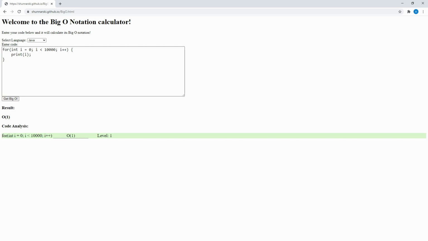Why is it going to be constant time? Because this number never changes. This is not a variable. It's going to be the same. It's going to take the same amount of time, no matter how many times you run the code. It's doing 10,000 computations.